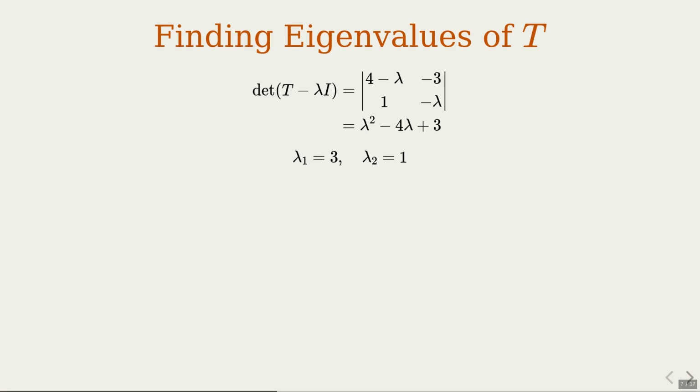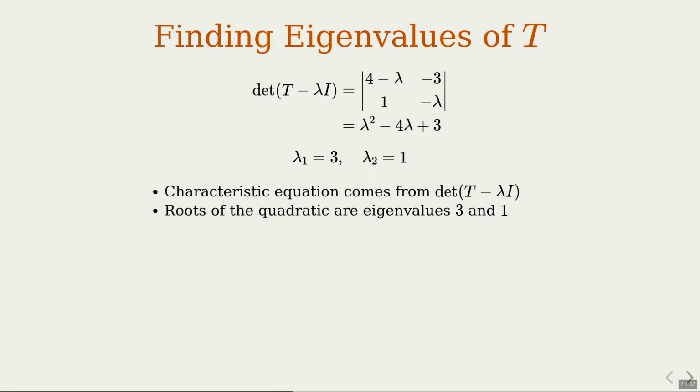Solving that quadratic, we get two eigenvalues, 3 and 1. Those are the key numbers that will appear as powers in our final formula for the sequence. This determinant is what encodes the condition that the matrix has a non-zero vector that just gets scaled. Each root of that equation corresponds to a special stretch factor that the matrix can apply along some direction.